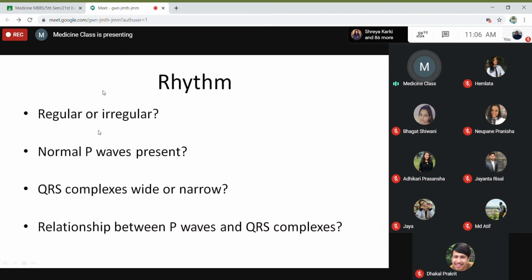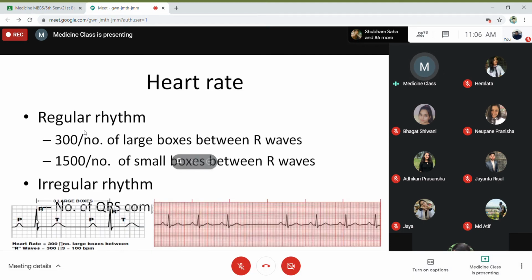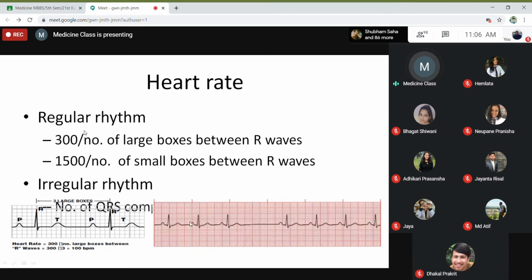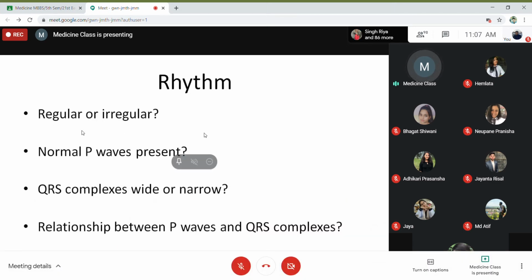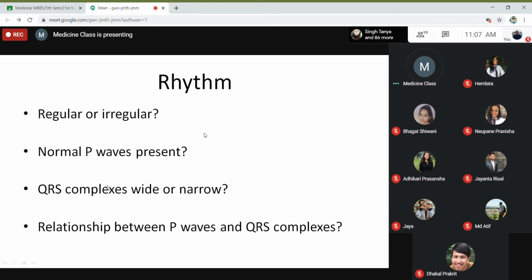Okay, in rhythm you look at whether the RR interval is coming regularly or not. This is not coming regularly. See this one, these are not coming regularly. So you look at whether it's regular or irregular, whether the P wave is present or not, and whether the QRS is wide or narrow. Look at the relationship between P waves and QRS complexes, because P waves should always precede the QRS complex. And if it is not there, then there's some problem.